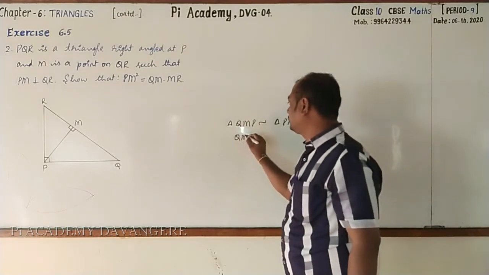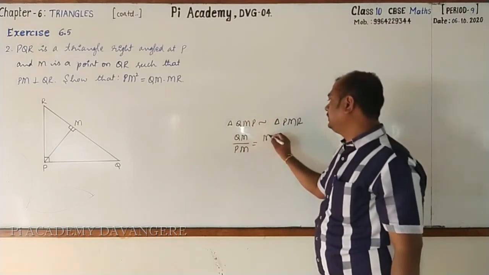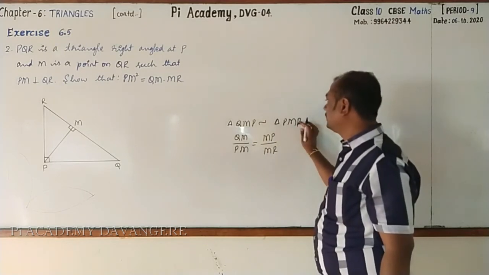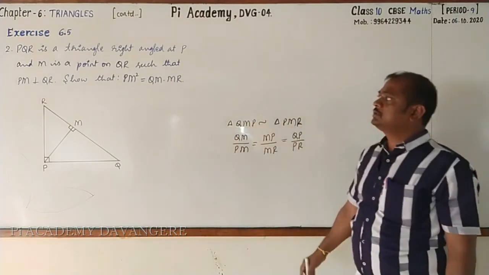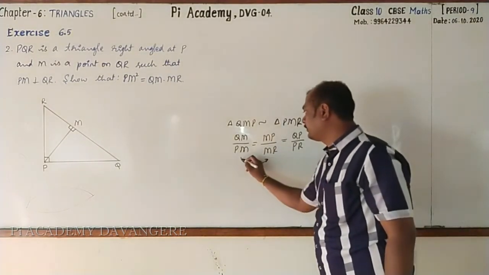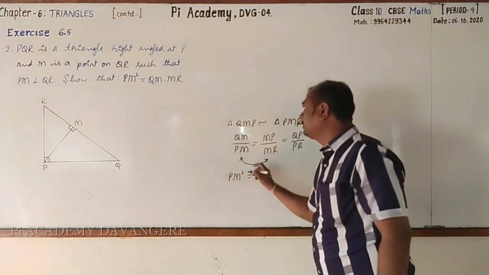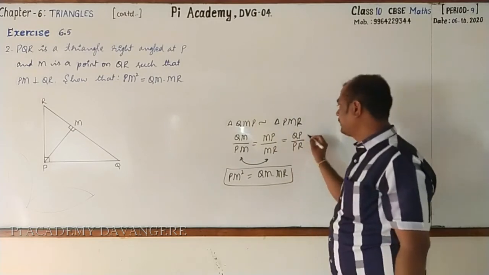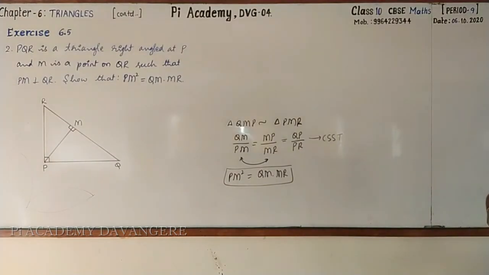Now we can write QM by PM is equal to MP or PM by MR. Next, it is QP by PR. See that? There we want PM square. Here PM and MP are there. Hence I consider these two. So PM into PM, PM square, then this is QM and this is MR on cross multiplication. Followed? Here CSST: corresponding sides of similar triangles.